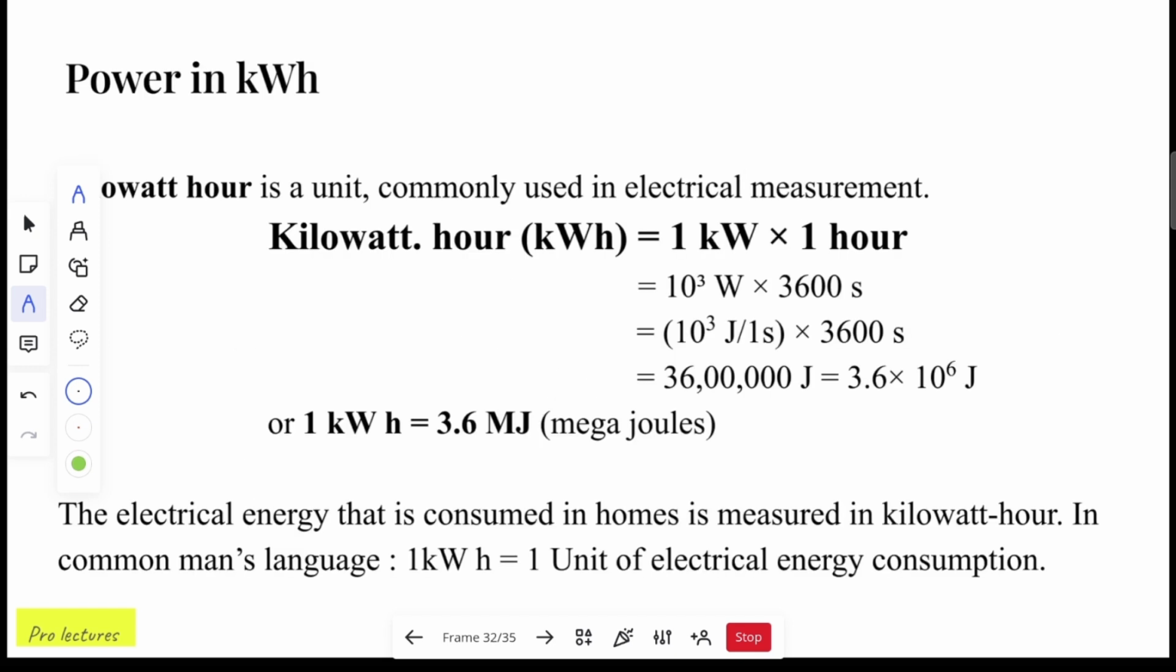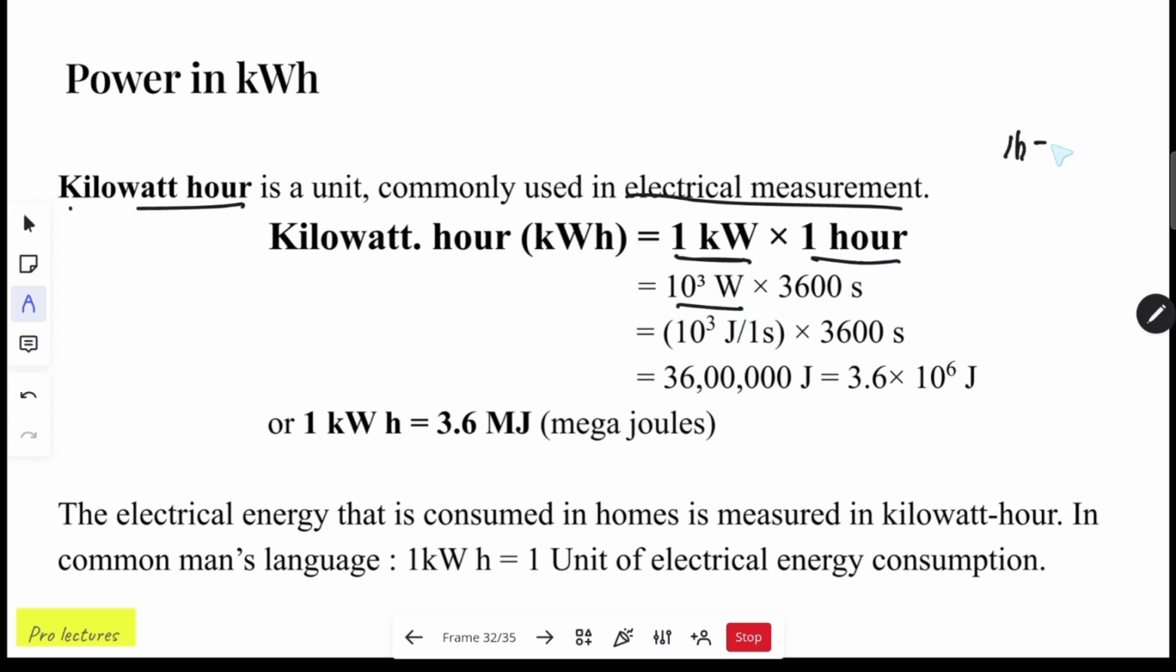Before moving on further, we have to see power in kilowatt hour, because this is what we will be using in electricity terms. We have heard this much kilowatt of power this machine or device takes, or the washing machine takes this much kilowatt hour. So in electrical measurements, we measure energy in kilowatt hour. What is this kilowatt hour? 1 kilowatt into 1 hour. Kilo is 10 power 3. 1 hour is 60 minutes, 1 minute is 60 seconds. So 1 hour is 60 into 60 seconds, which gives us 3600 seconds.